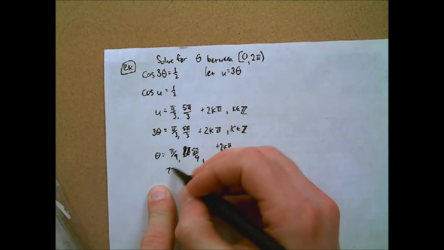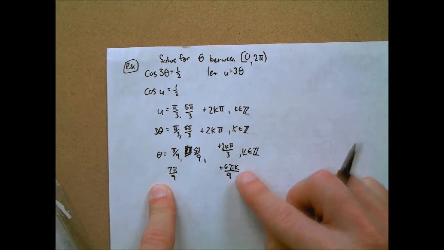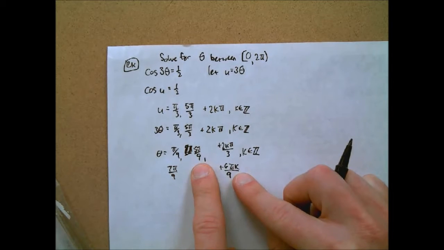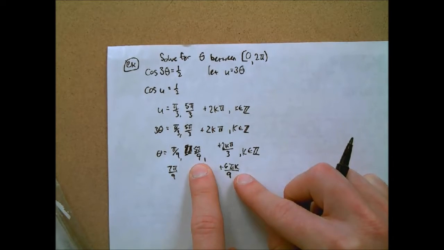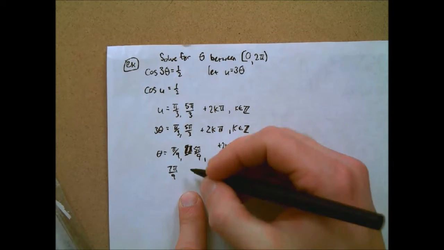But not with the other one. Well, let's see. So what's 6 pi over 9 plus 5 pi over 9? 11 pi over 9. Is that still between 0 and 2 pi? Because what would 2 pi be in terms of ninths? 2 pi is 18 pi over 9. So 11 pi over 9 would absolutely still work.